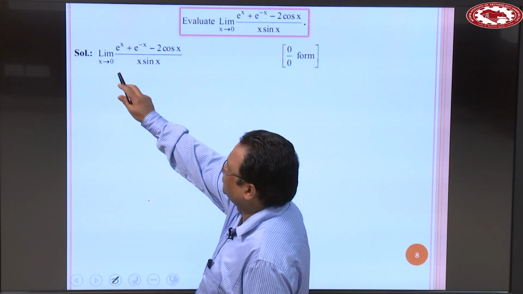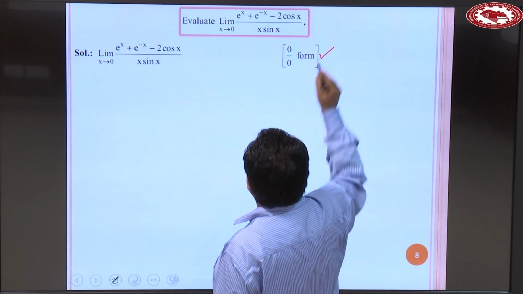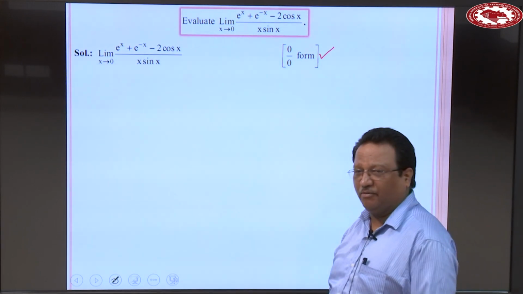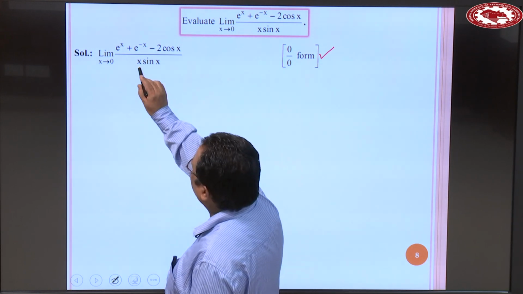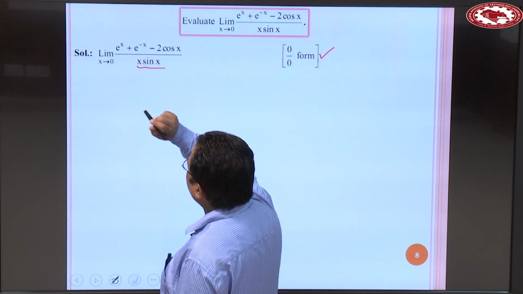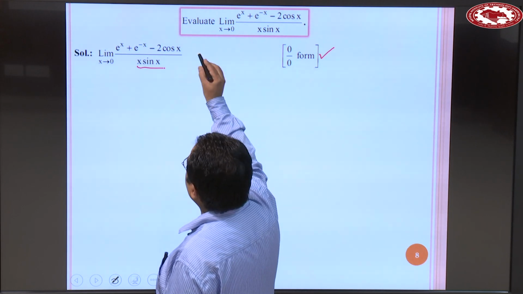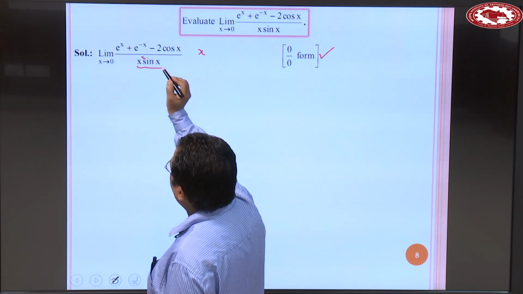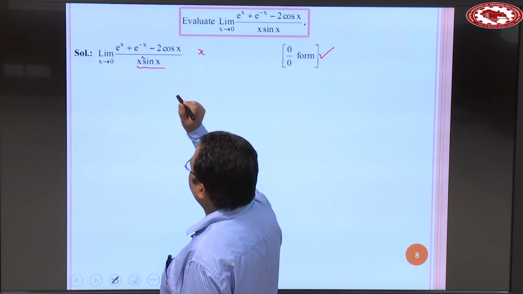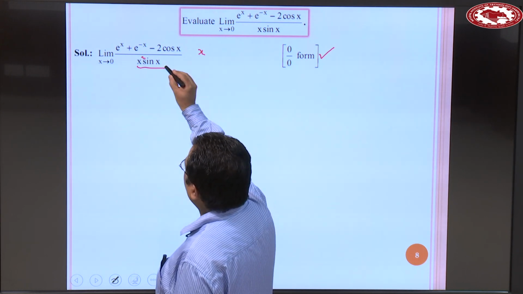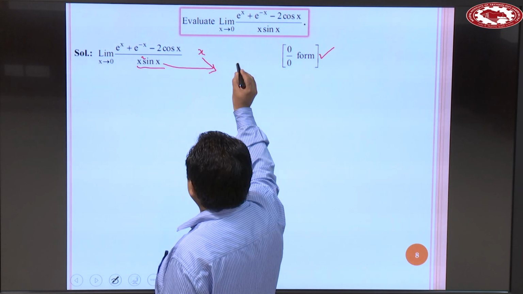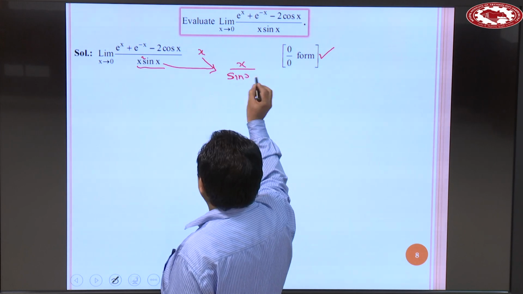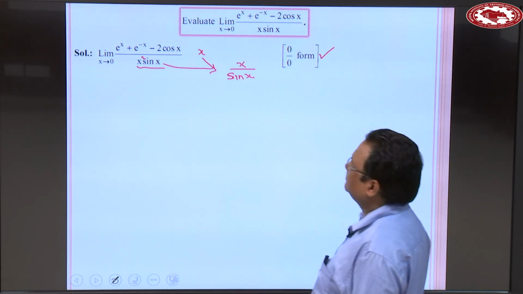So when we put x equal to 0 here, we obtain 0 over 0 form. Now how can we solve this type of problem? Here we have x sin x. This can be written as x square, x square sin x, x this, and this can be written as x divided by sin x, and here x square as it is.